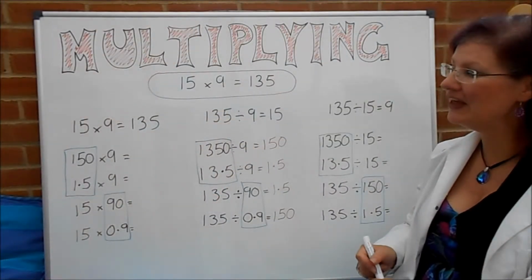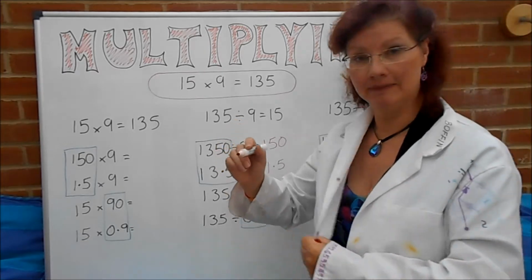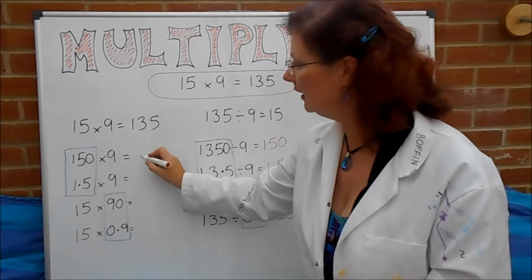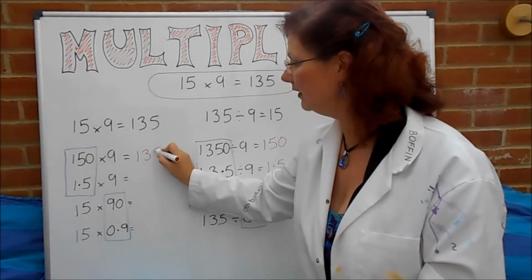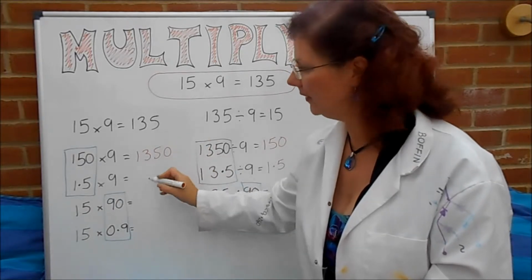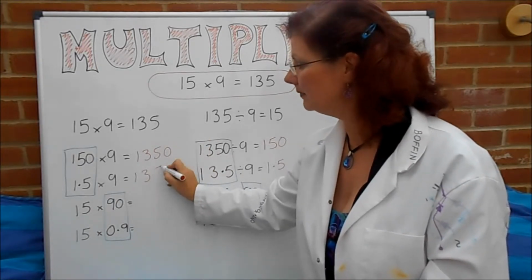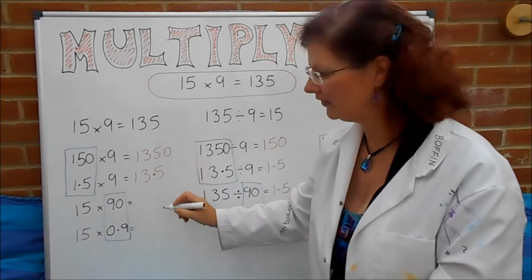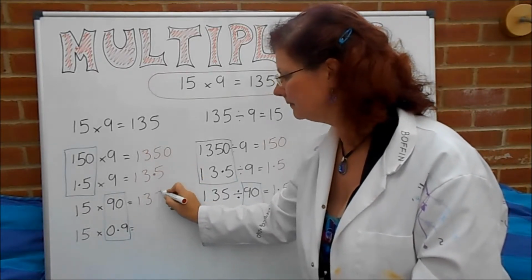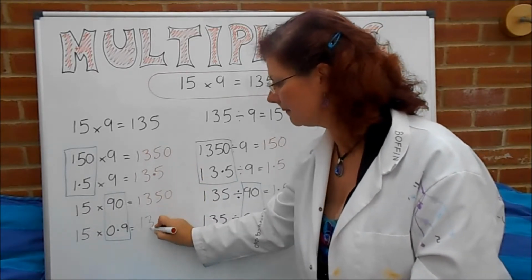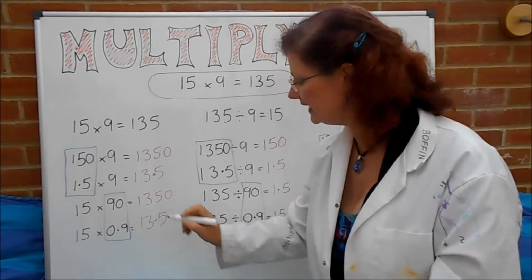Right, let's work through those together. First one's dead easy. When it's multiplying, bigger number, bigger answer. Smaller number, smaller answer. Same here. Okay, I hope you got those ones, they're quite easy.